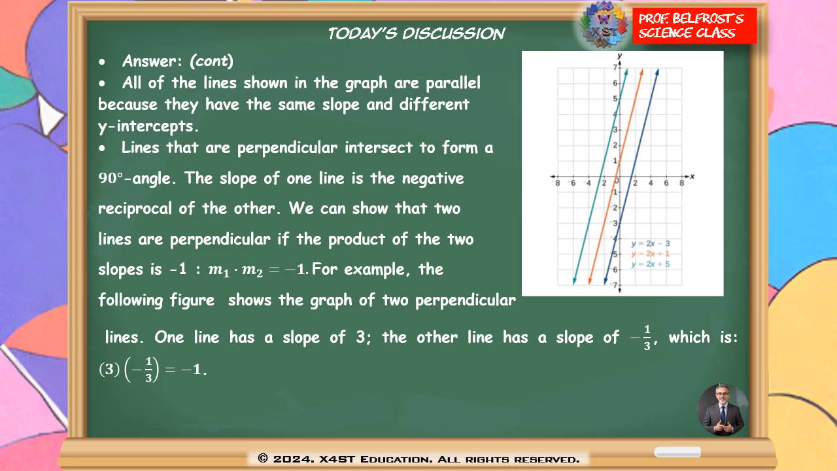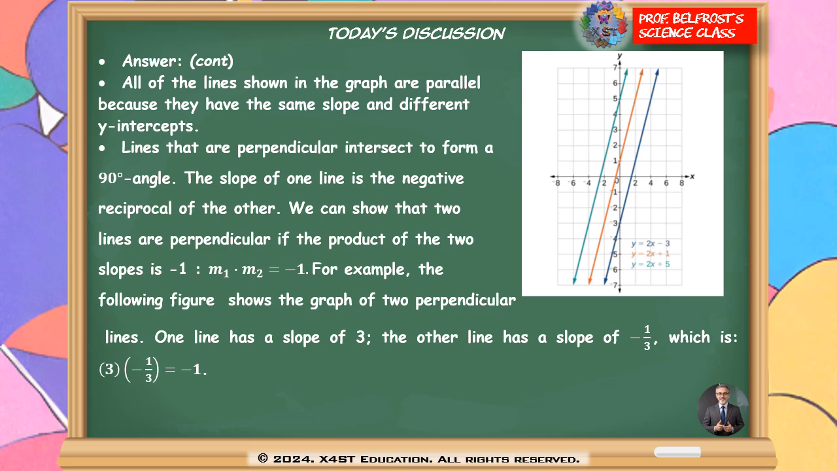Okay, you see here that they do not intersect at any point. Even if you lengthen the lines, make the lines longer, they'll never intersect. Okay, they have the same slope and they have different y-intercepts. That's the reason.